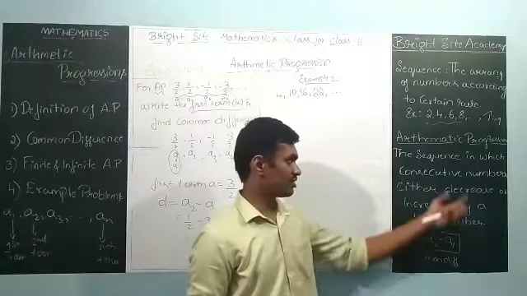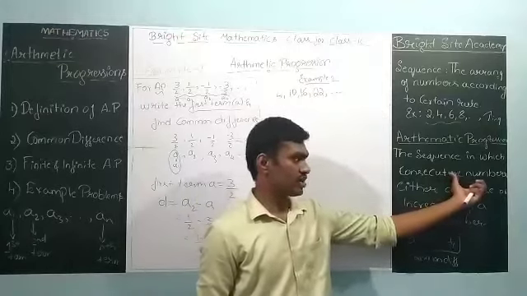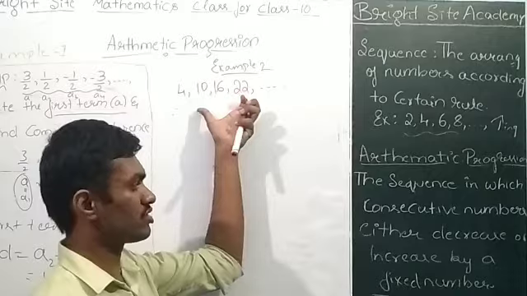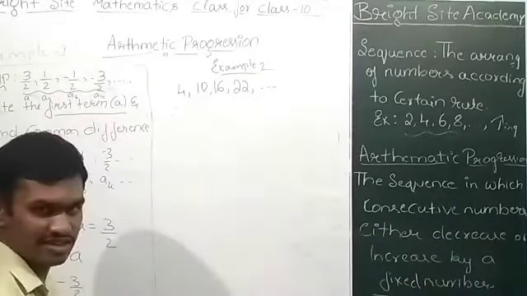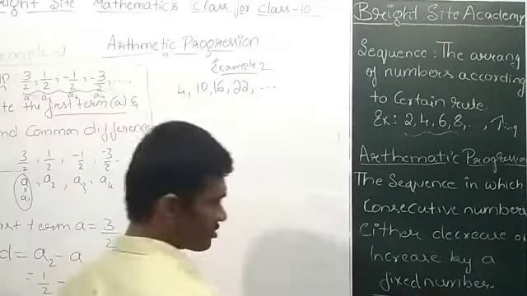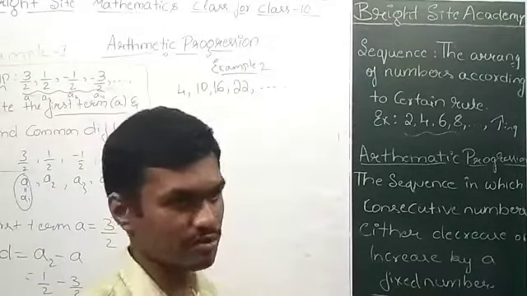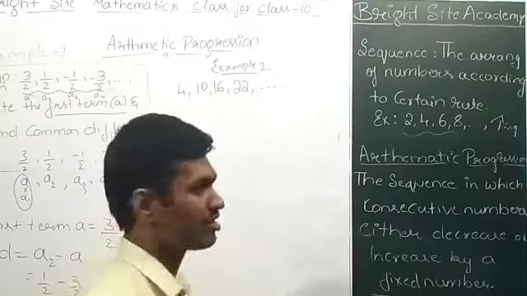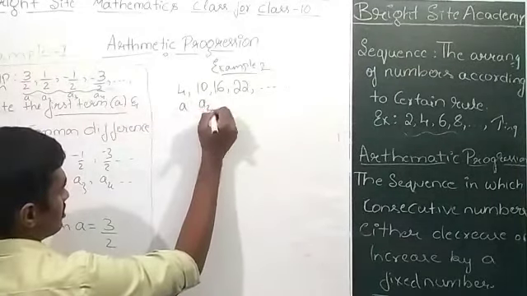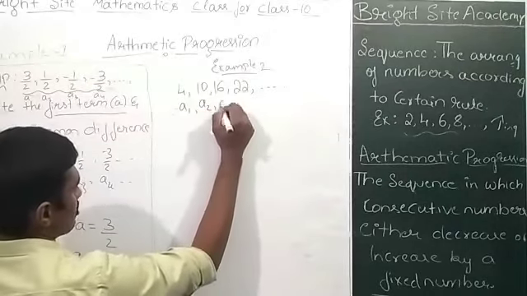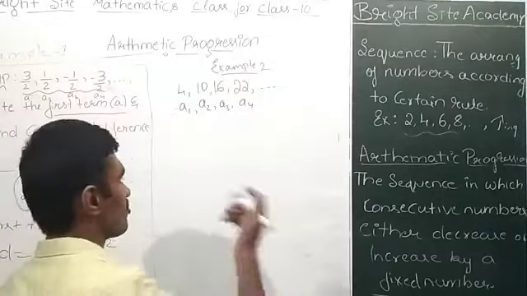Here we know that it should be a sequence where the consecutive terms either decrease or increase by a fixed number. It is important here that it has a fixed number, that is a constant number or common difference. So let us go through it. Let us take these as A1, A2, A3, A4. Now let us find the common difference for everything.